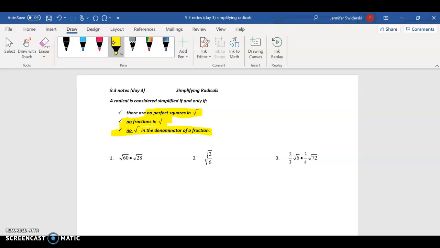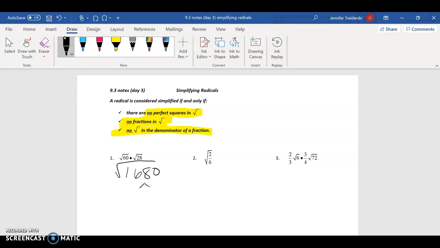So let's start with number 1. The square root of 60 times the square root of 28. We talked about how there are multiple ways you can solve this problem. For me, I'm going to multiply the square root of 60 times the square root of 28 first. When you do that, you get 1,680.